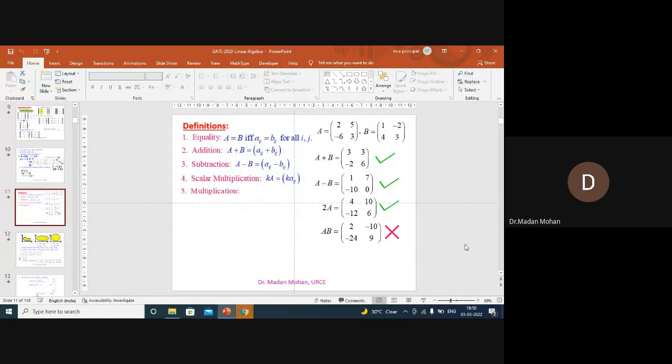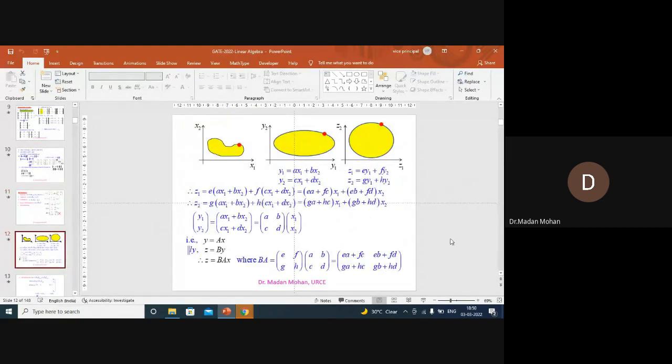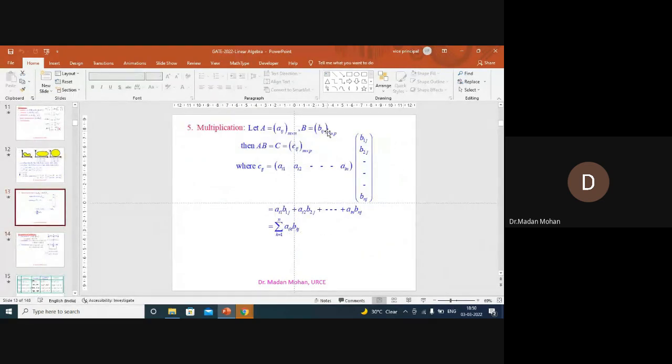Next, equality of matrices, addition of matrices, subtraction of matrices, scalar multiplication of matrices, multiplication of matrices. I explained why multiplication is defined row-column wise. AB equal to C: A is m cross n, B is n cross p, then C is m cross p. Here Cij is sigma k equal to 1 to n, aik bkj.